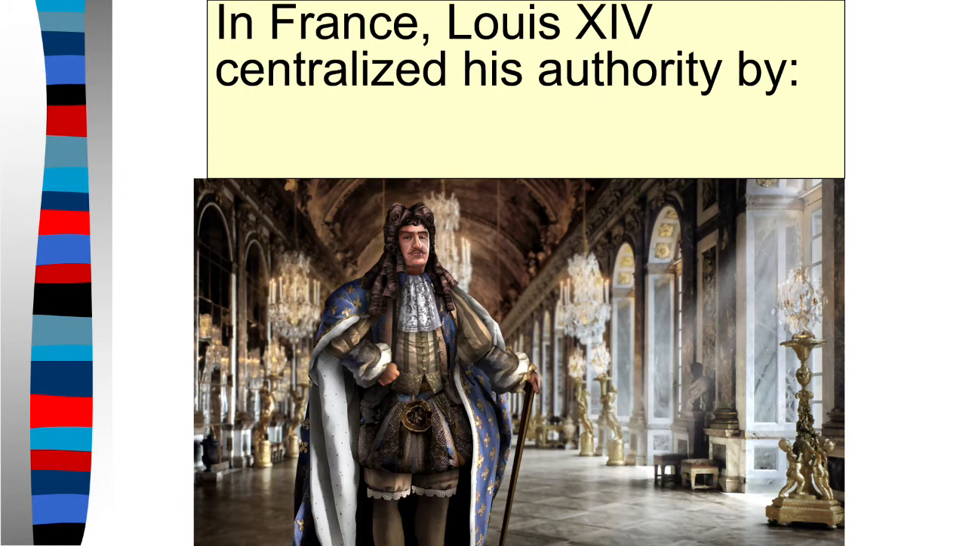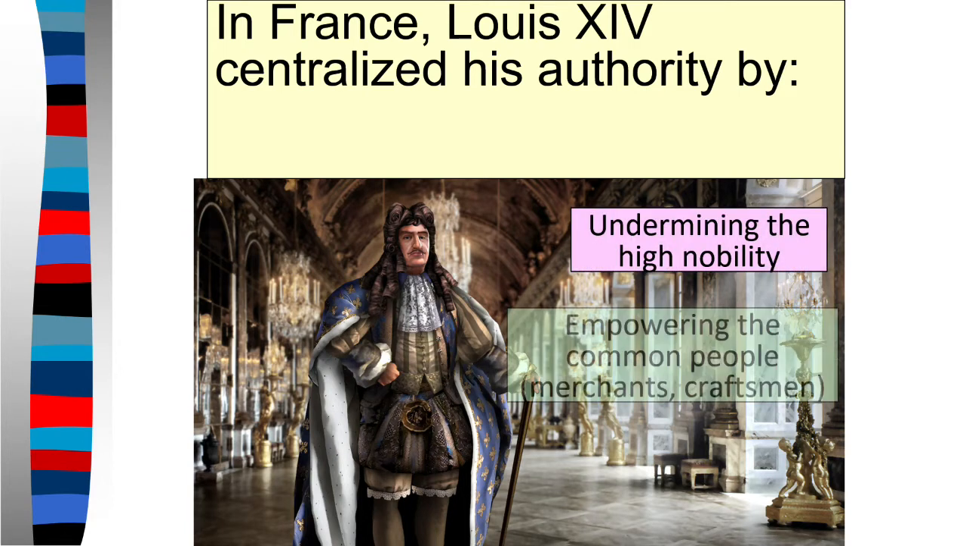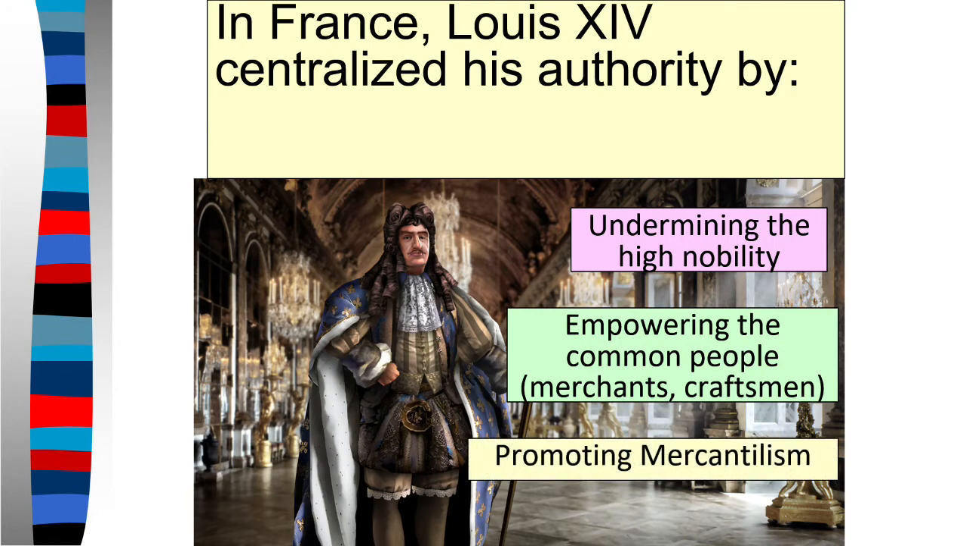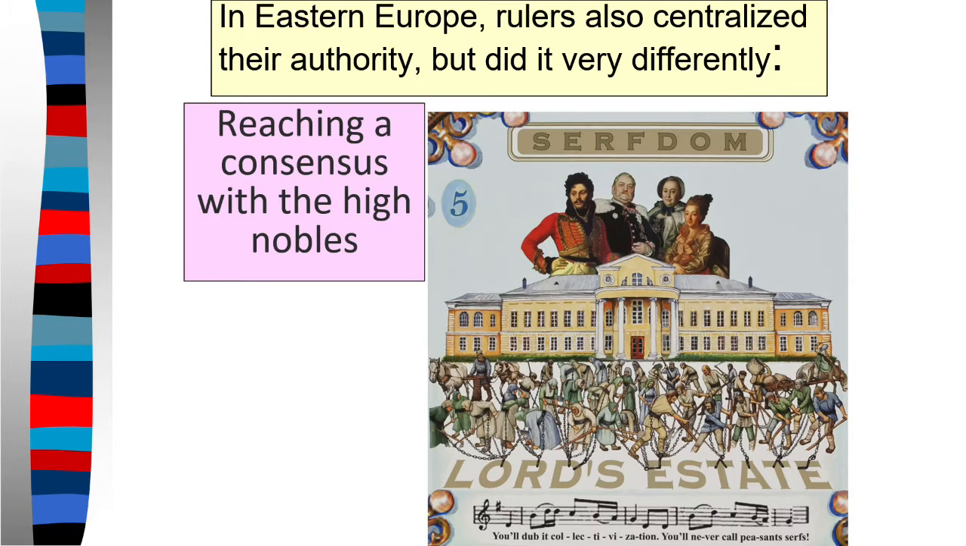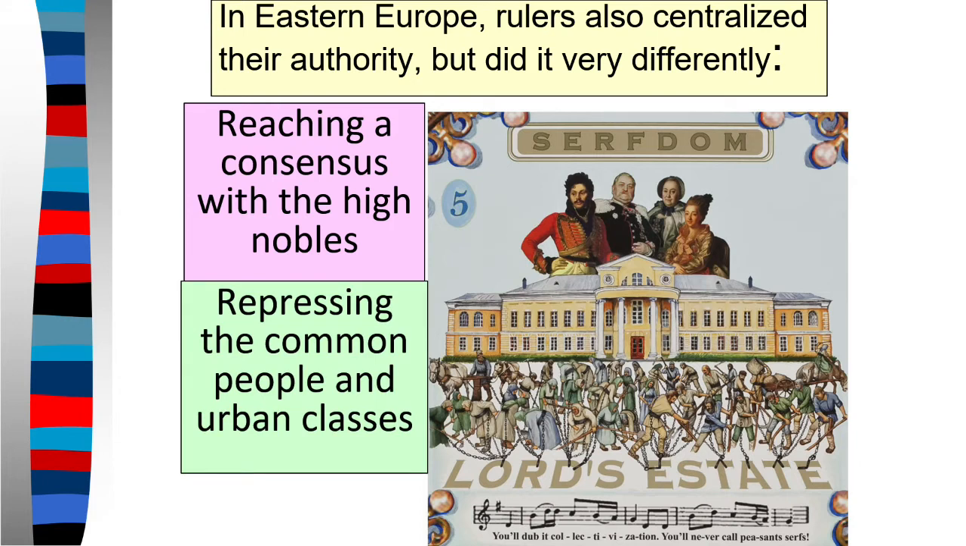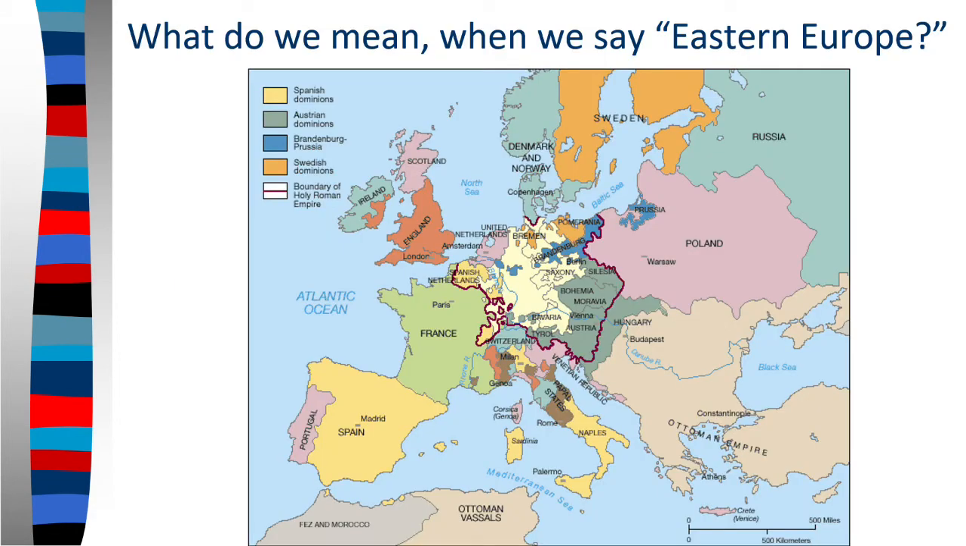In France, however, Louis XIV centralized his authority by undermining the high nobility, empowering the common people, for example, the merchants and the craftsmen, and promoting mercantilism. In Eastern Europe, rulers also centralized their authority, but they did it very differently. They did it by reaching a consensus with their high nobles. And they did it by repressing the common people and the urban classes. And they also did it by supporting serfdom. That's really our story.